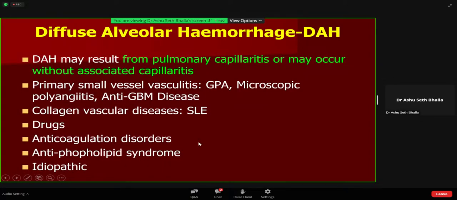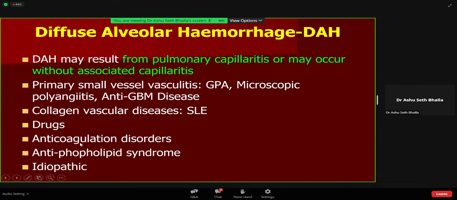Now it's very interesting, the same way that we have been classifying vasculitis, now we are talking about the approach to DAH. So DAH is broadly classified into 2 groups, some would say 3 groups. The 2 groups are with capillaritis and without capillaritis. Without capillaritis is also known as a bland DAH. So with capillaritis means that it is a vasculitis associated DAH.